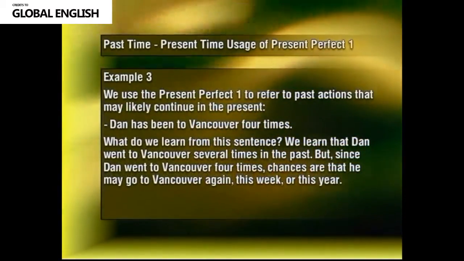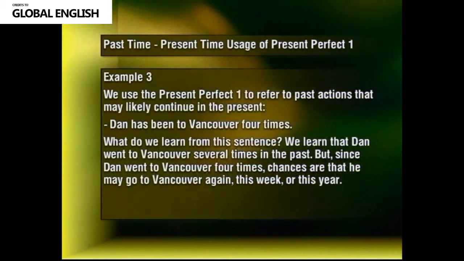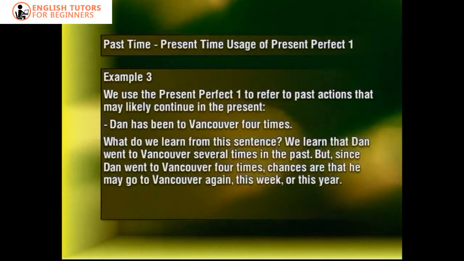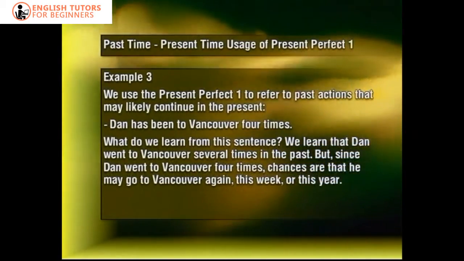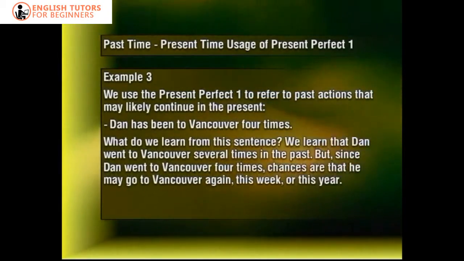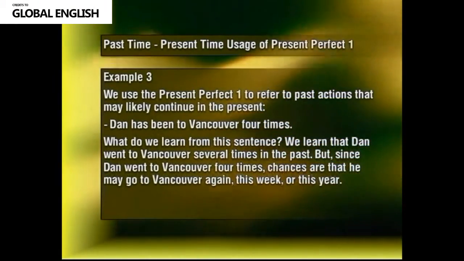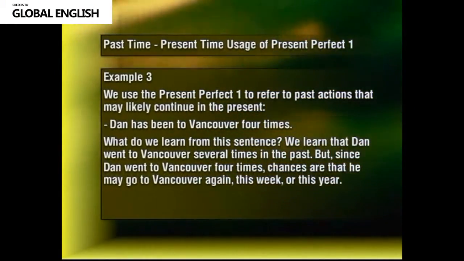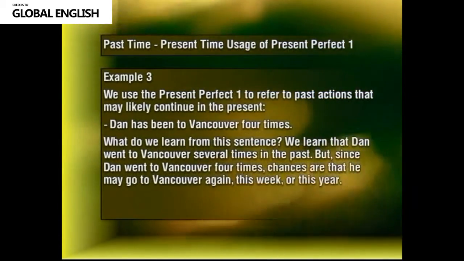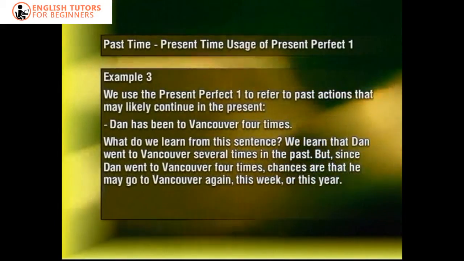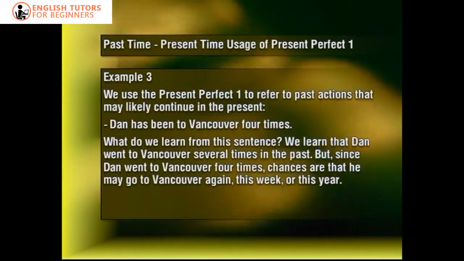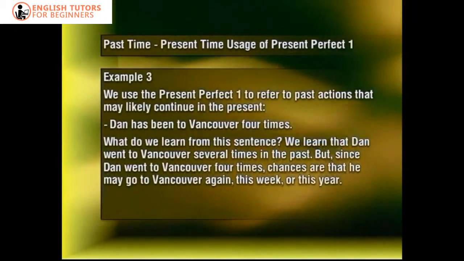Past time, present time usage of present perfect one. Example 3. We use the present perfect one to refer to past actions that may likely continue in the present. Dan has been to Vancouver 4 times. What do we learn from this sentence? We learn that Dan went to Vancouver several times in the past, but since Dan went to Vancouver 4 times, chances are that he may go to Vancouver again this week or this year.